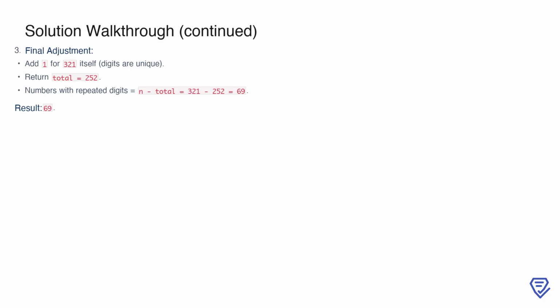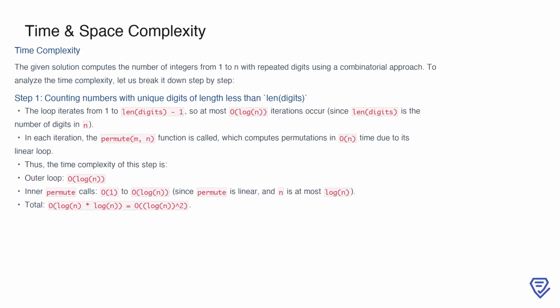This concludes the solution walkthrough for these examples, demonstrating how to systematically calculate the count of numbers with repeated digits for any given n. In this section, we analyze the time complexity of the solution, starting with the first step, which involves counting numbers with unique digits that have a length less than the total number of digits in n.